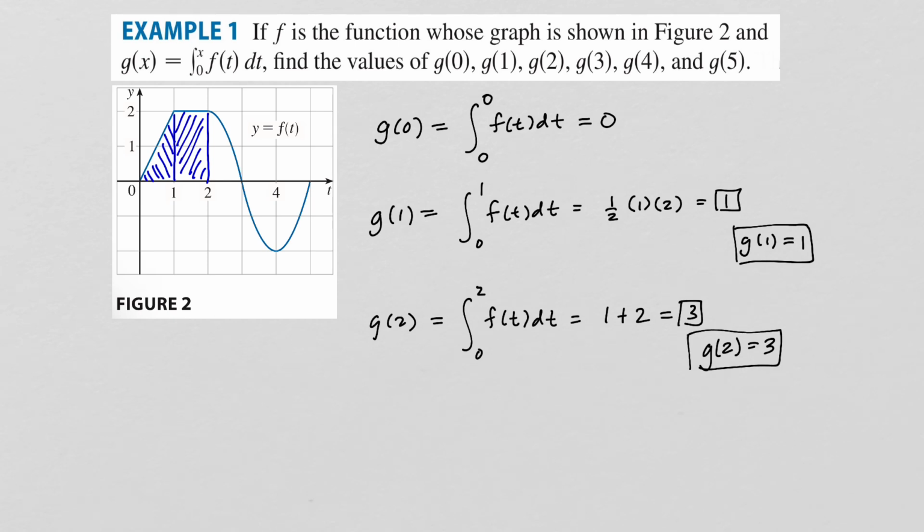So let's continue and find g of 3. G of 3 is the integral from 0 to 3, which of course we now know is simply the area under the curve from 0 to 3. So here's 3. And I'm going to color this in a slightly different color here. So we are adding this area now. Again, we already know the area from 0 to 2 is 3. So we're just going to add this area.